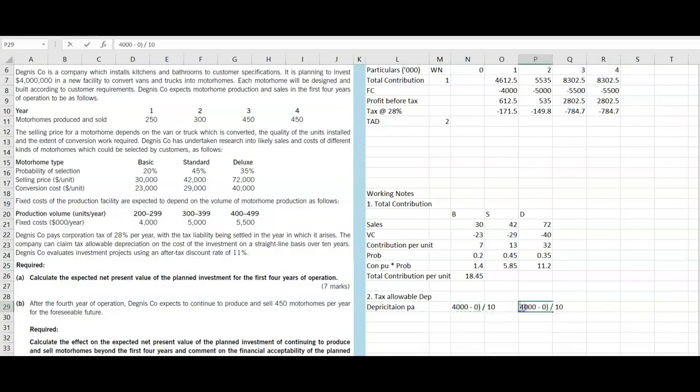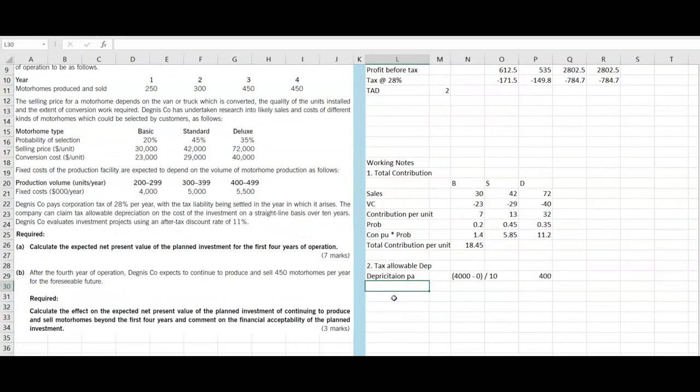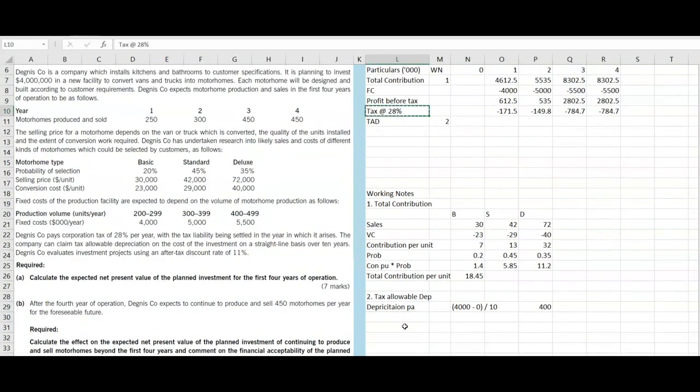So the answer would be, okay, so we got the answer. So depreciation is 400 per annum. So what would be the tax benefit? The tax is at 28%. So this number into 28%, we'll get the answer. But this is a positive number because it's an inflow. So it is 28%. So we get 112.